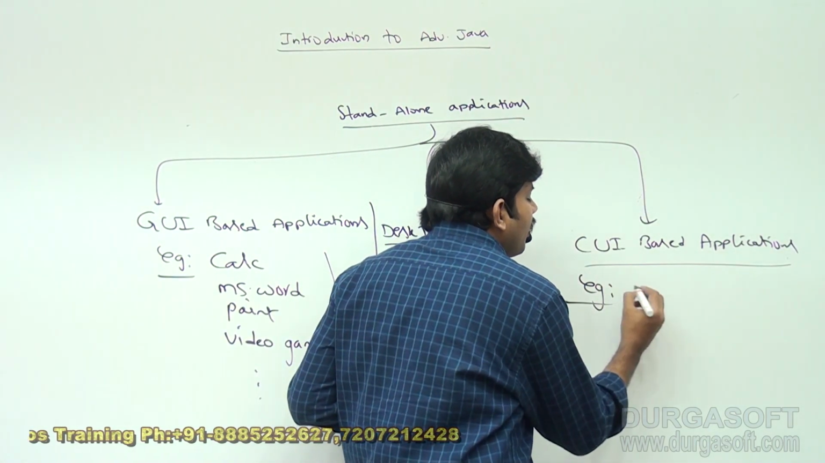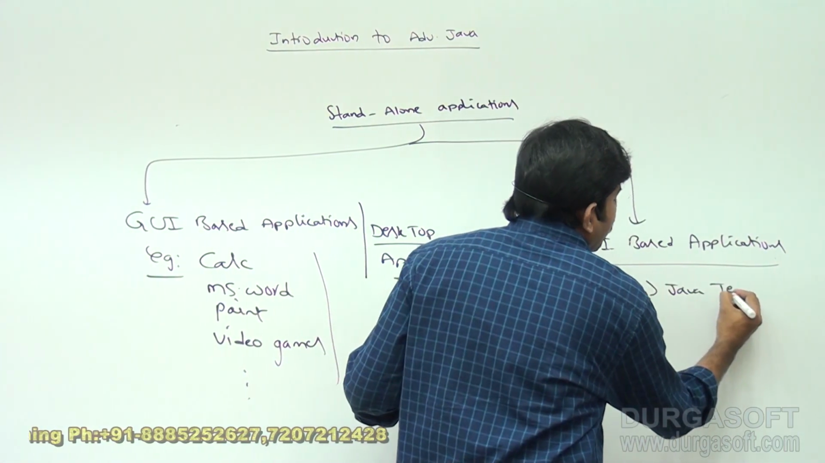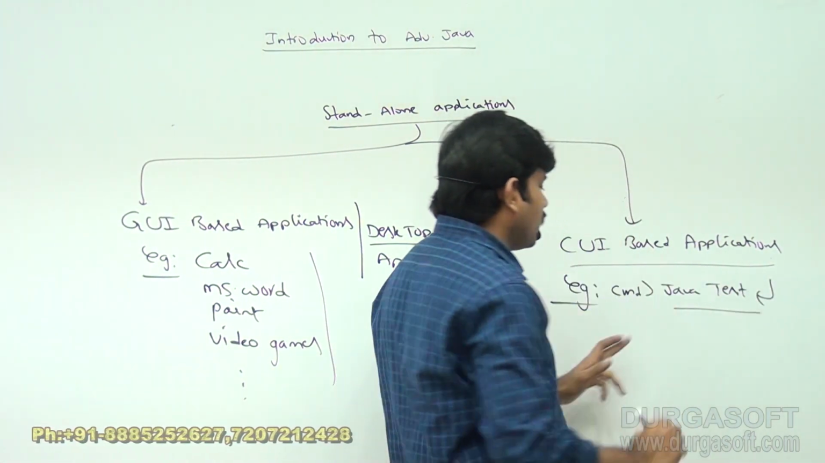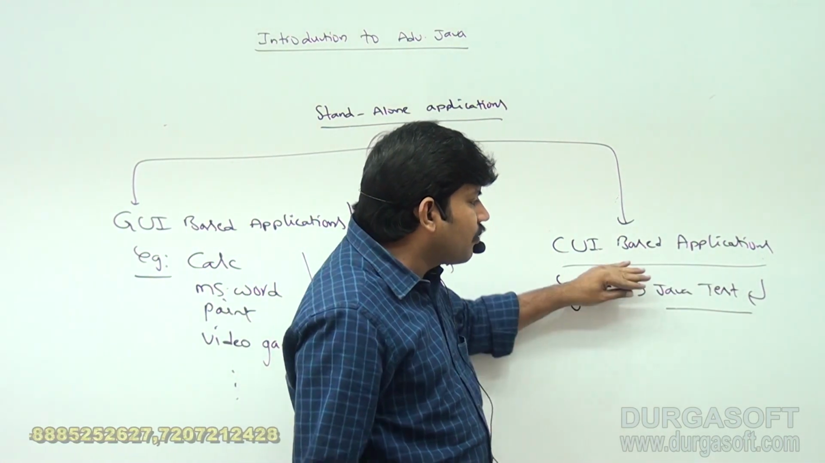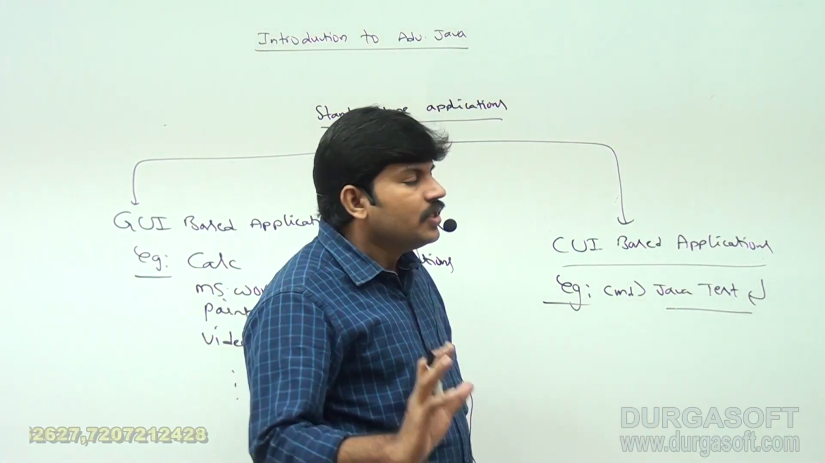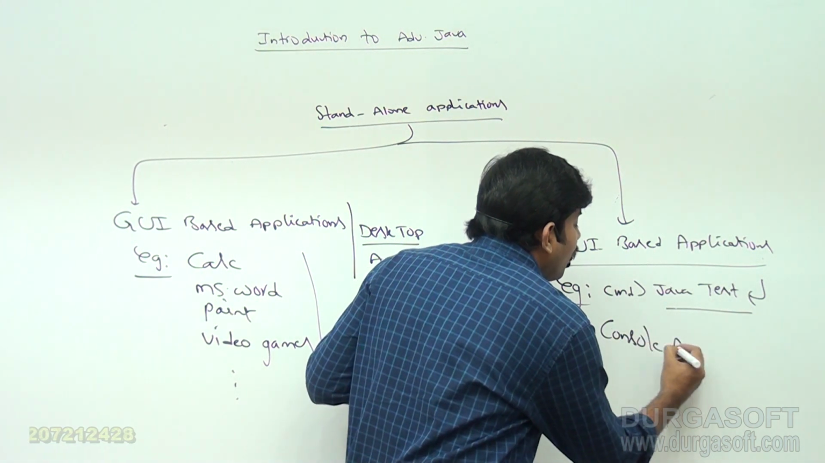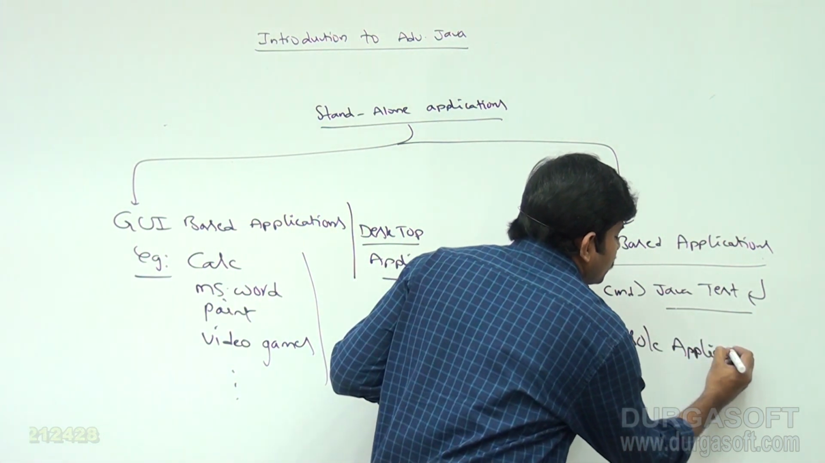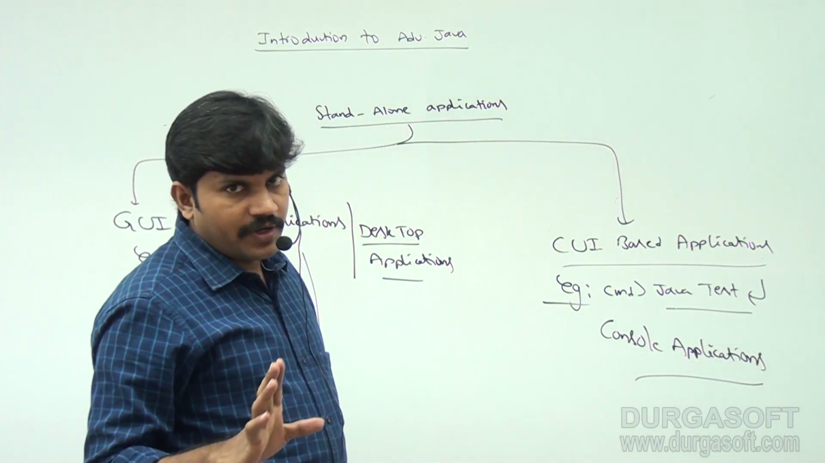Example, all your core Java programs, java test, whatever we are executing from the command prompt, are considered CUI based applications. These CUI based applications are also known as console applications. CUI based applications are also known as what? Console applications, right? Clear for all of you, right?